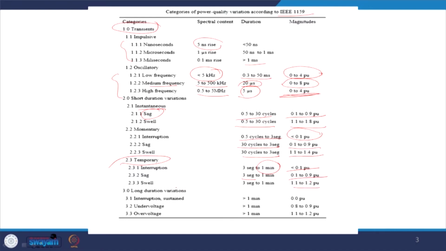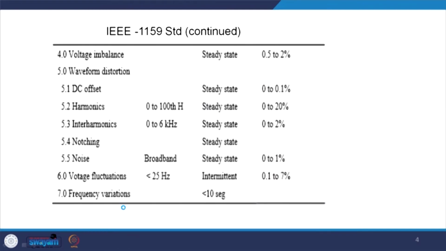And long duration variations: generally power interruption sustained for more than 1 minute, under voltage for more than 1 minute, and over voltage for more than 1 minute. Then we do not say it is SAG and swell, we call it under voltage, over voltage. These are what will be used frequently while discussing this. So, please refer to this standard.